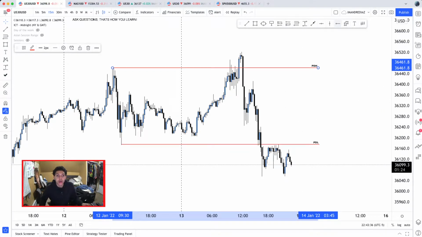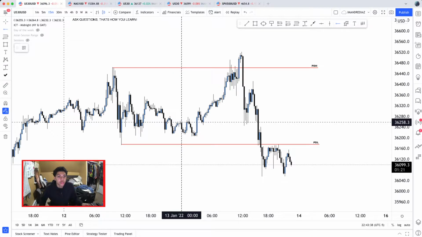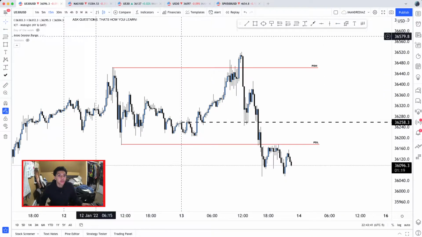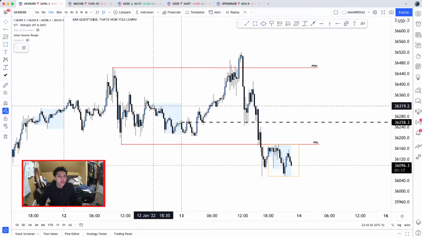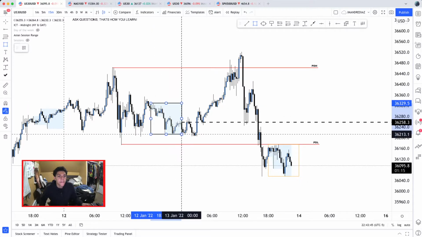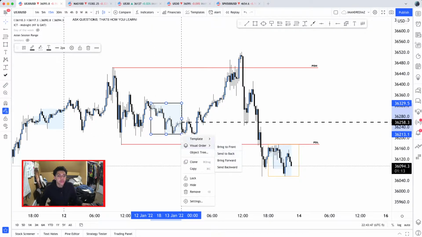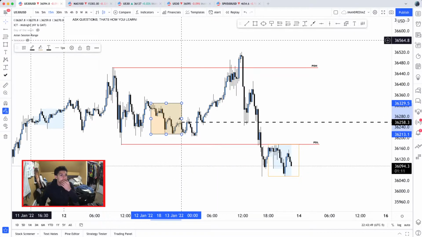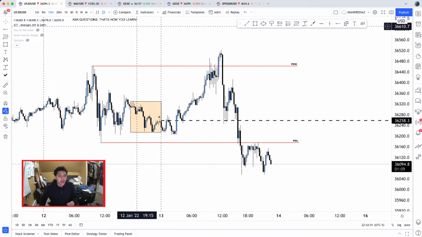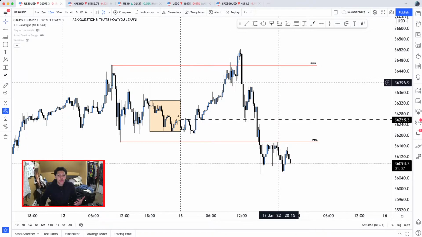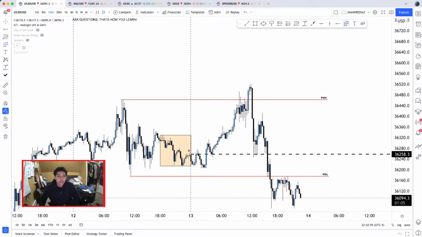Now I'm also going to mark up the 12 a.m. open, which is right here. Going to mark up the previous Asian session range, which is right here. Going to make it orange. And just like that, now we have our basic markup of what happened. So let's get our schematic out of the way.